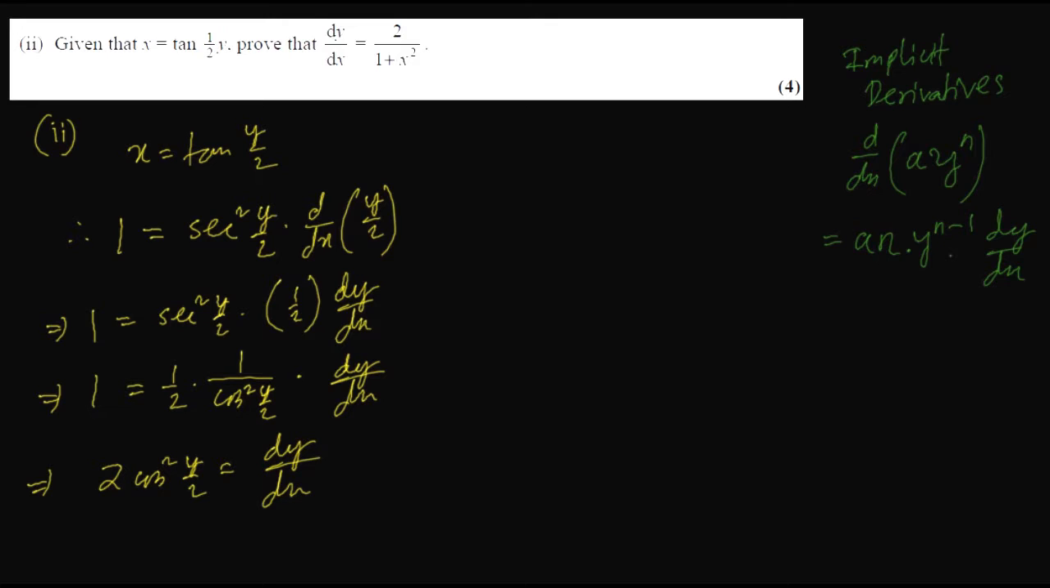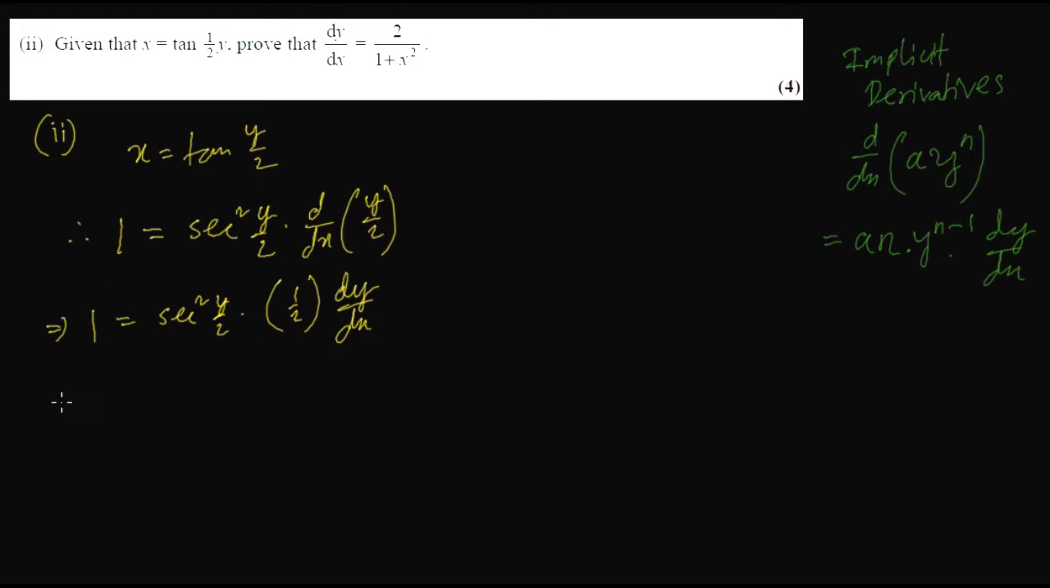Now maybe it was not a good idea to convert the sec into cos, because we don't have to find dy by dx, but we have to prove something here. So let me get back a little bit. Let me do one thing. Let me send this half downstairs, so it will be 1 by half, and let me keep the sec squared here for the time being, dy by dx.